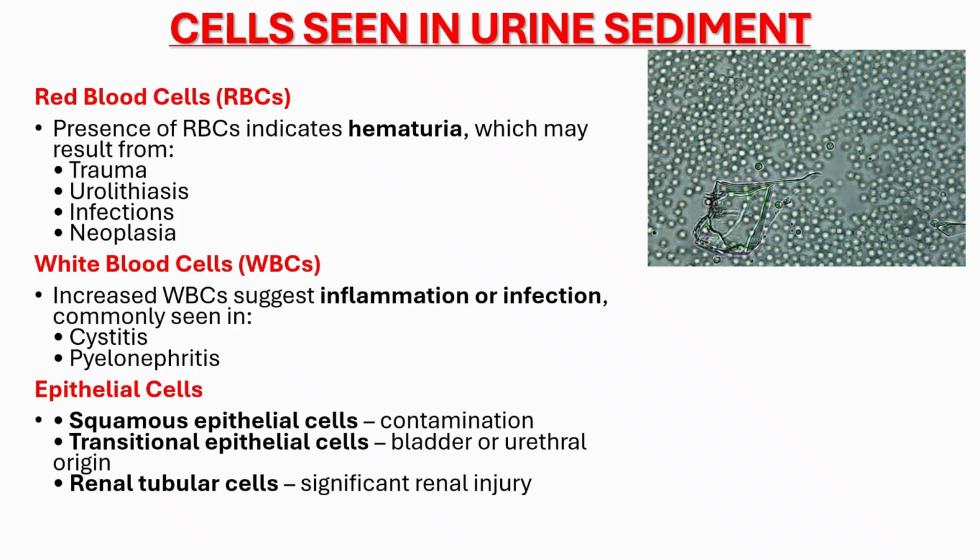Next is white blood cells. White blood cells, or WBCs, are indicators of inflammation or infection. An increased number of white blood cells in urine, known as pyuria, is commonly associated with conditions such as cystitis and pyelonephritis.